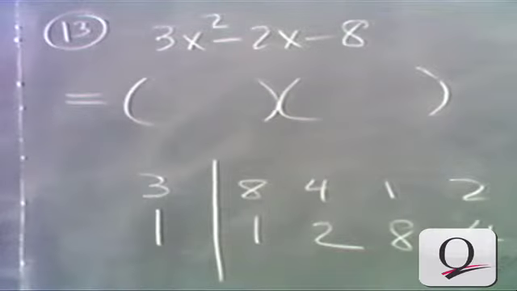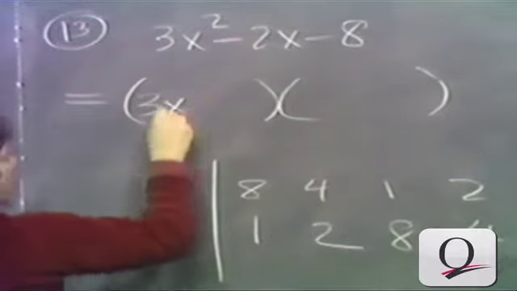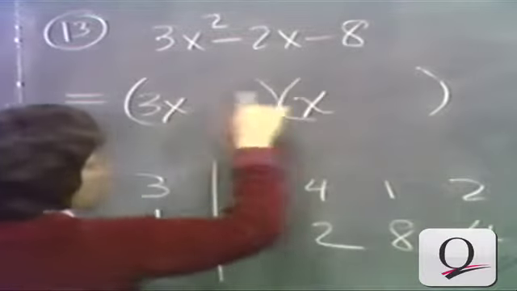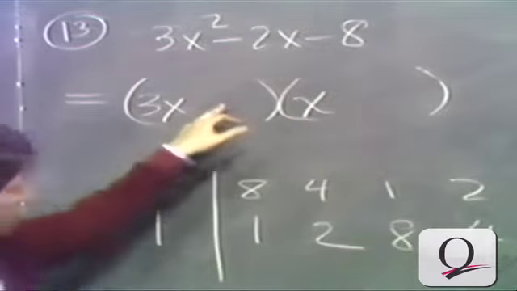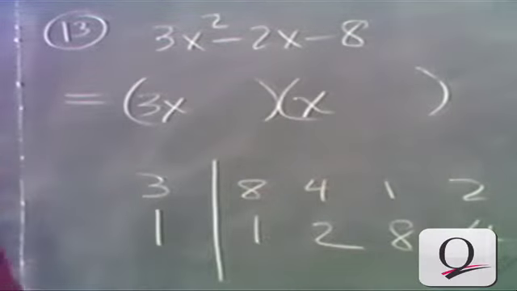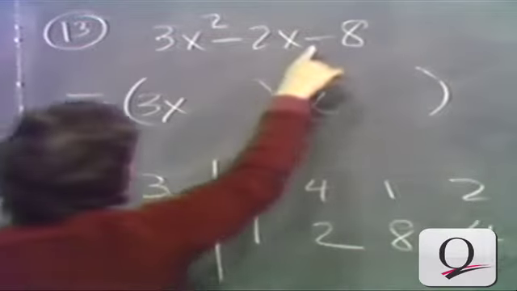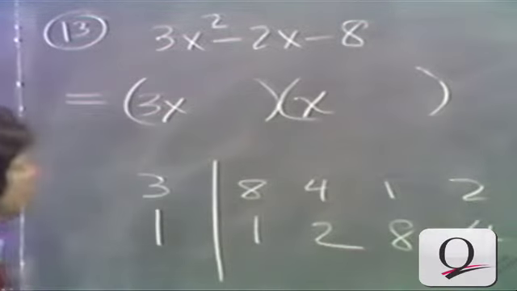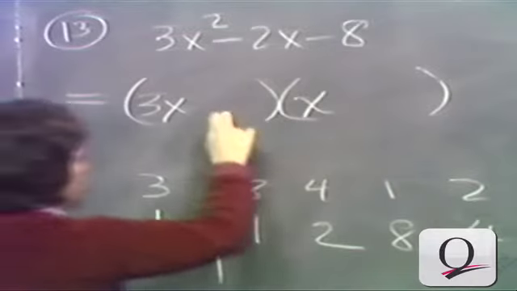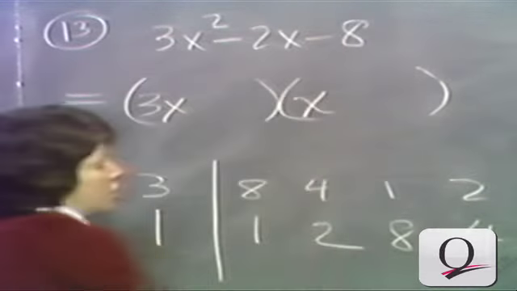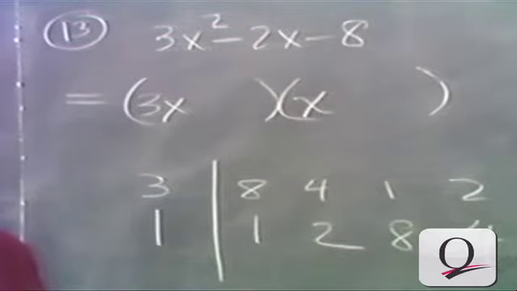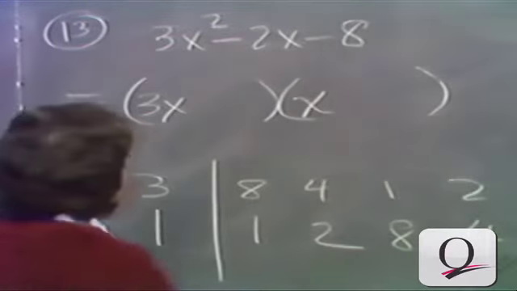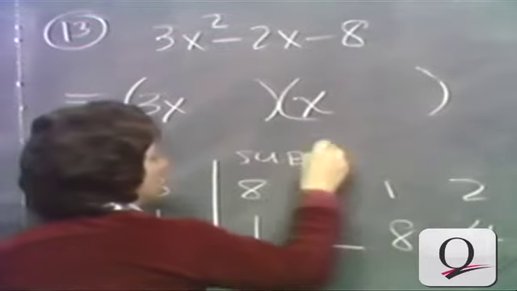What I'm doing here basically is saying I'm going to put a 3x here and an x here. That's the 3 and the 1. And I'm trying to figure out what number should go in there. Now, where does this minus sign come into play? The minus sign tells me that the numbers that go in here are going to multiply to a negative. Therefore, they're going to have opposite signs. Basically, in that case, I consider this a type of subtraction table.